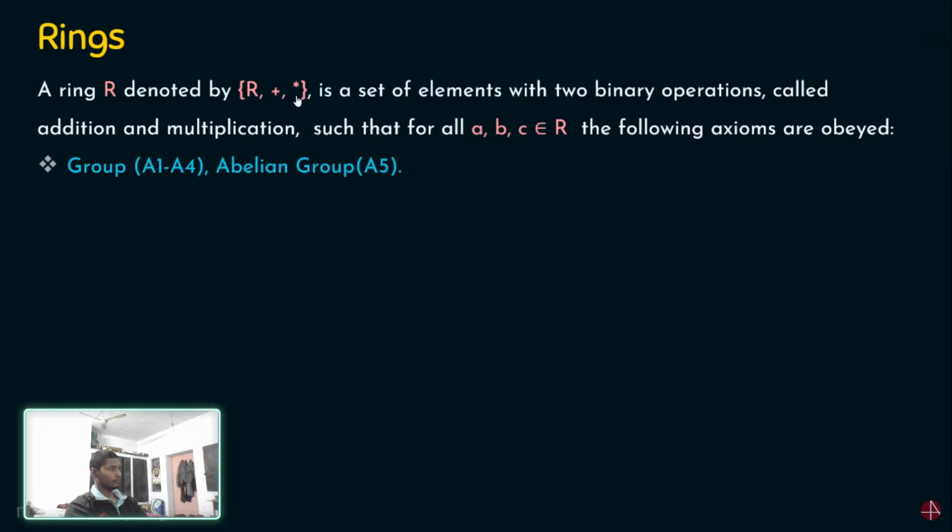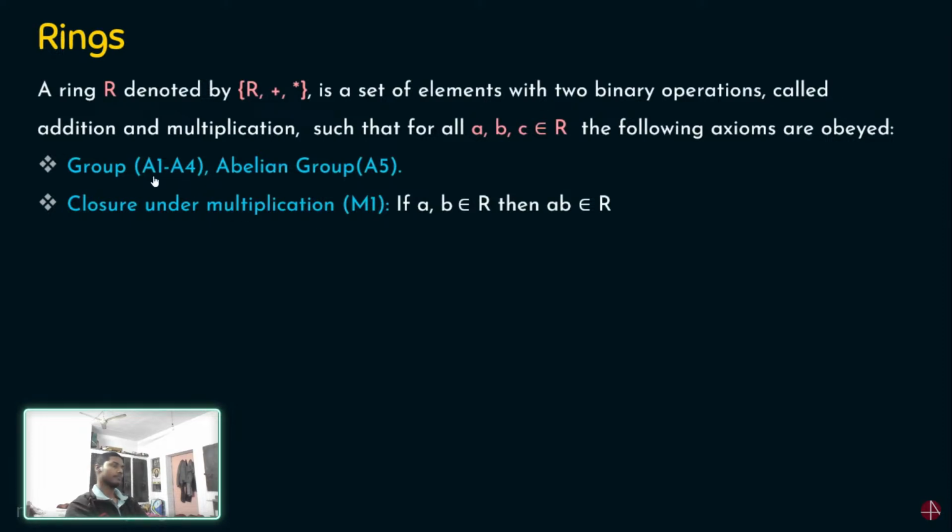Let's focus on the multiplicative related axioms. It should be closure under multiplication, so I'm noting it as M1. So it's axiom M1. The closure condition under addition is already satisfied under A1. Now we are talking about M1, which is closure under multiplication. Let's take any two elements A, B which belong to R. Obviously the multiplication of A and B is AB. This AB should also belong to R. So this condition should also be satisfied.